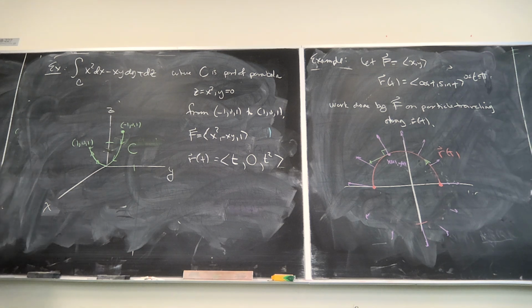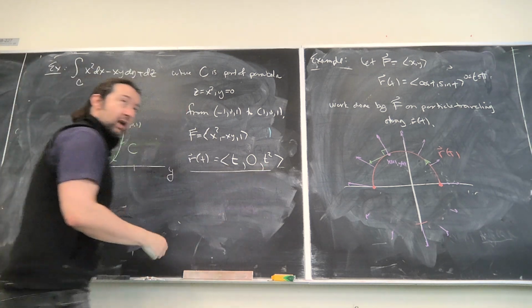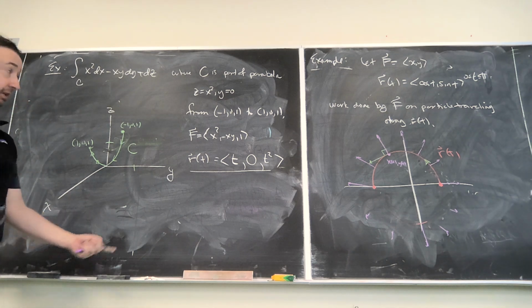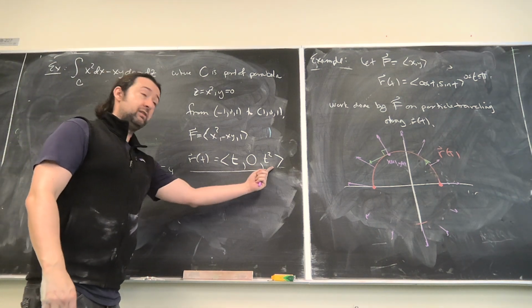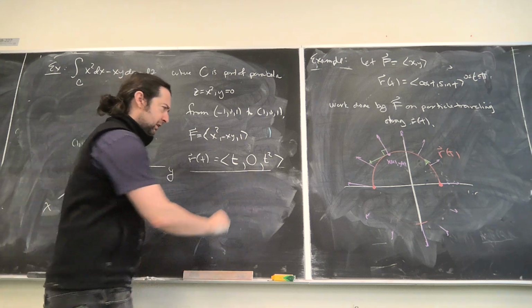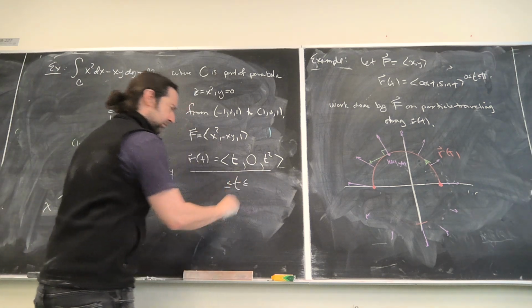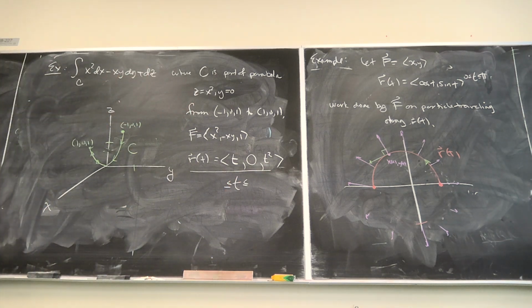Right. So that is a way of describing traveling along this parabola, because y is equal to 0, and whatever the x values are, the z values are the squares of that. What are the t's that go with this? Parameterizations don't mean anything without beginning and end points. So I need some t values.